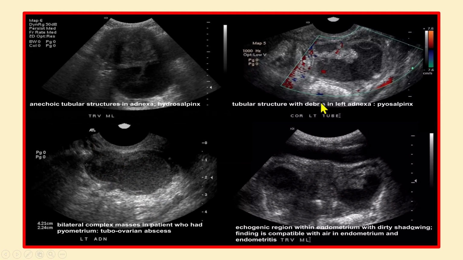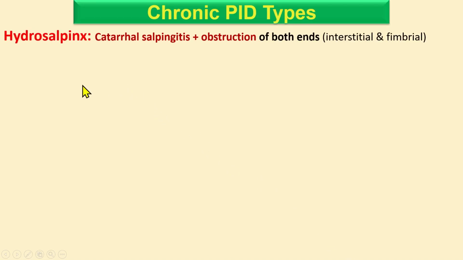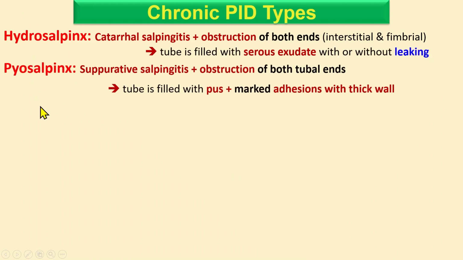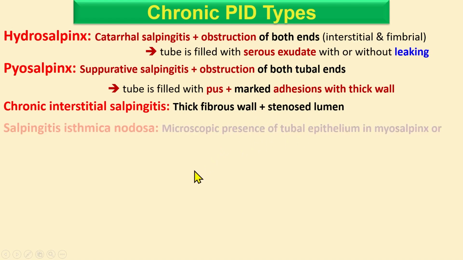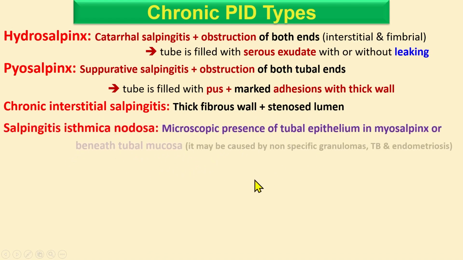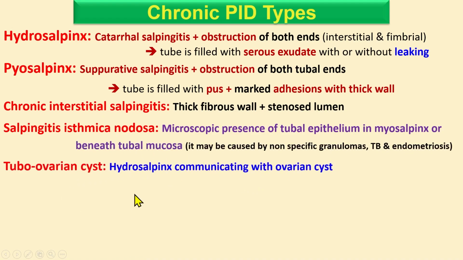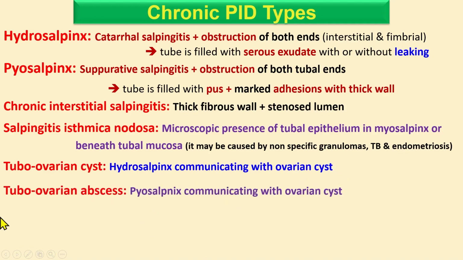Okay, so these are different pictures. So here you see again the Doppler, which confirms the hyperemia. So here is the pyosalpinx, meaning pus formation here. Okay, so chronic PID types: hydrosalpinx as I mentioned, pyosalpinx, and chronic interstitial salpingitis when there is a thick fibrous wall and narrow lumen, the isthmica nodosa when there is nodular formation.